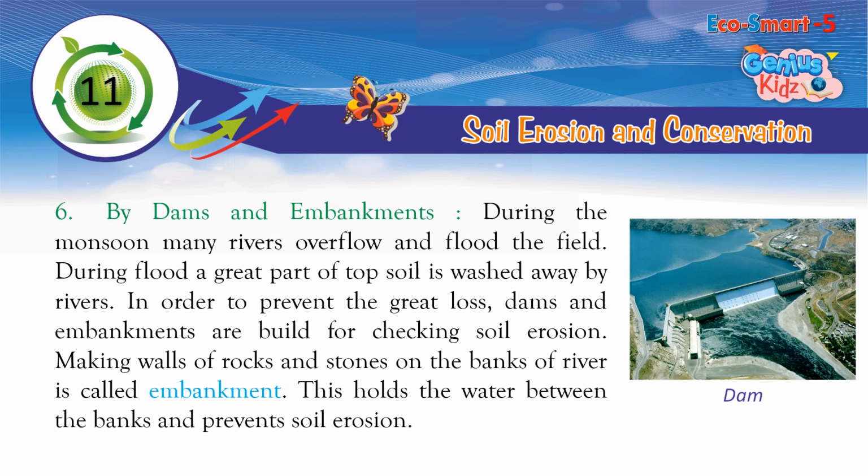6. By dams and embankments. During the monsoon, many rivers overflow and flood the field. During flood, a great part of topsoil is washed away by rivers. In order to prevent the great loss, dams and embankments are built for checking soil erosion. Making walls of rocks and stones on the banks of a river is called embankment. This holds the water between the banks and prevents soil erosion.